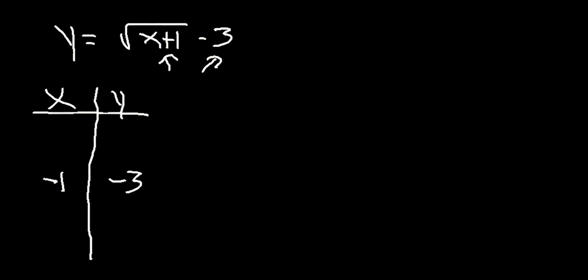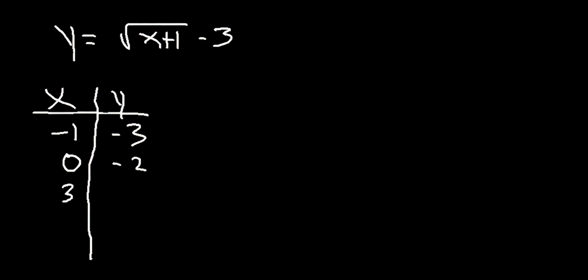Now, from that point, let me just put this number here. You want to go 1 to the right. So let's plug in 0. If you plug in 0 for x, the square root of 1 is 1, and 1 minus 3 is negative 2. Now your next point, you don't want to plug in 1, 2, 3, and 4. You want to plug in numbers that are perfect squares, because you can square root it. The reason why I plug in 0 is because I can square root 1. The next number I'm going to choose is 3, because 3 plus 1 is 4, and the square root of 4 is 2. 2 minus 3 is negative 1.